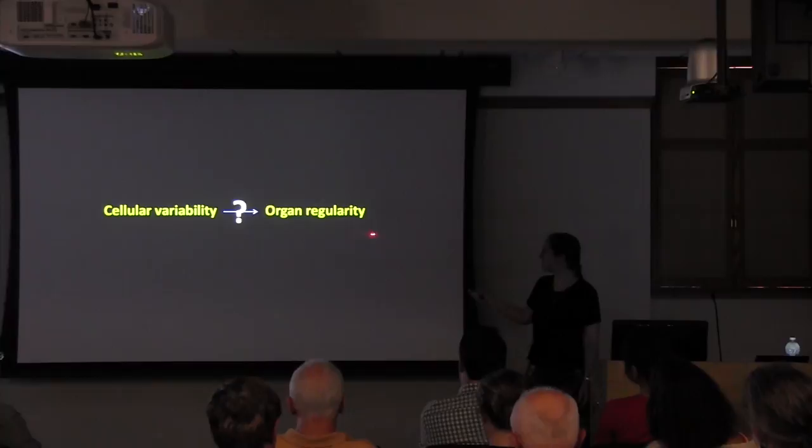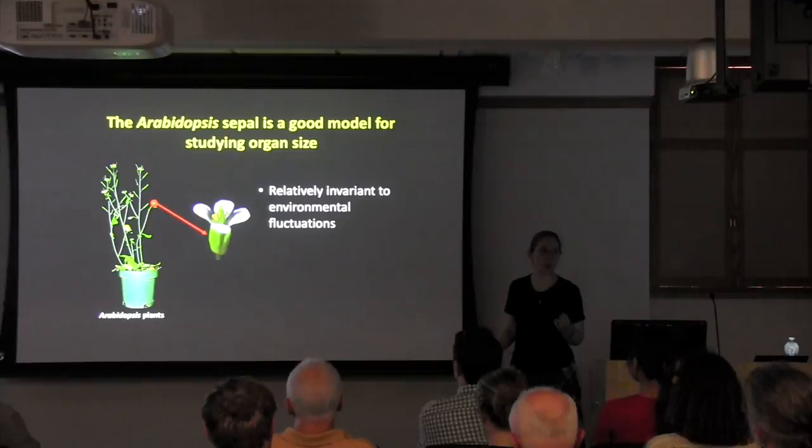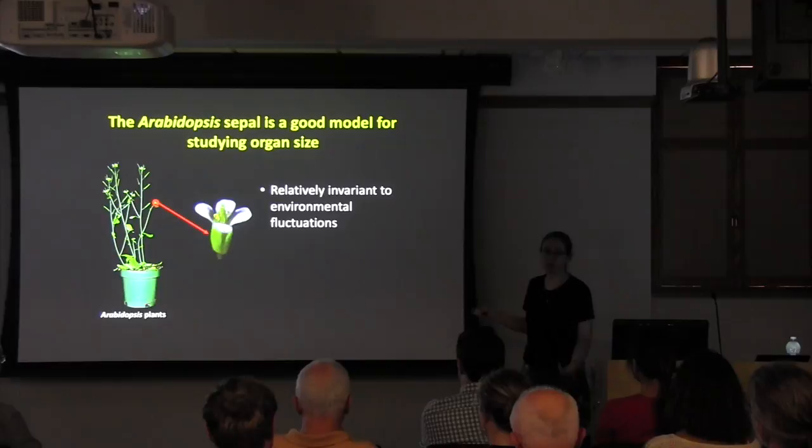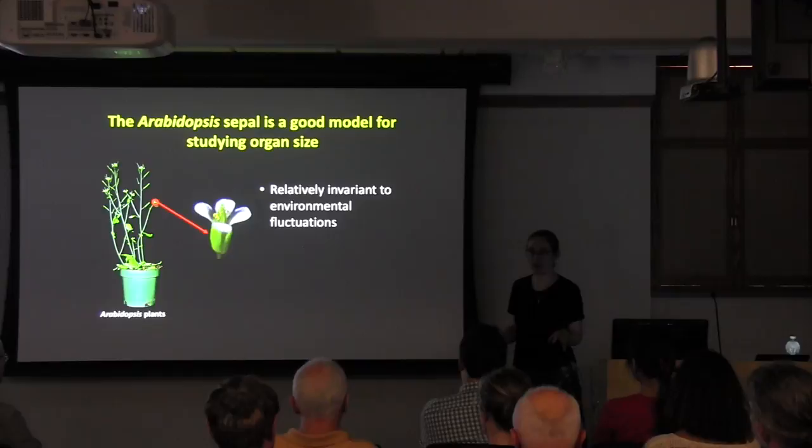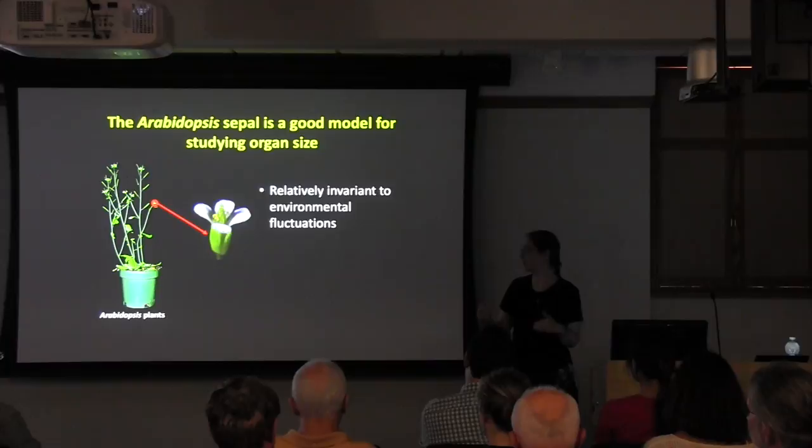And the Arabidopsis sepal is a particularly good model system for looking at this question, particularly because it's relatively invariant to environmental fluctuations. Now, in the future, of course, we want to understand how the environment actually regulates growth. But to start, we need to understand growth to begin with without the input of the environment. So floral organs are relatively invariant to the environment.